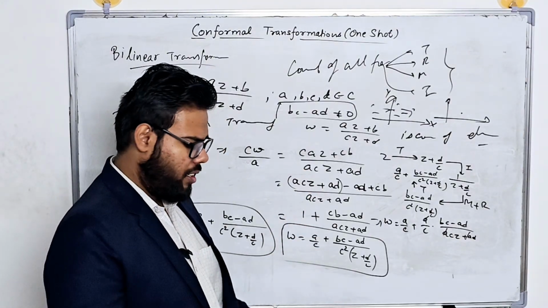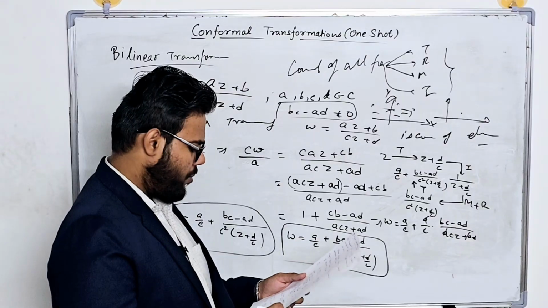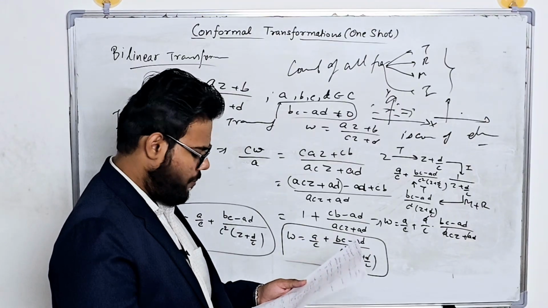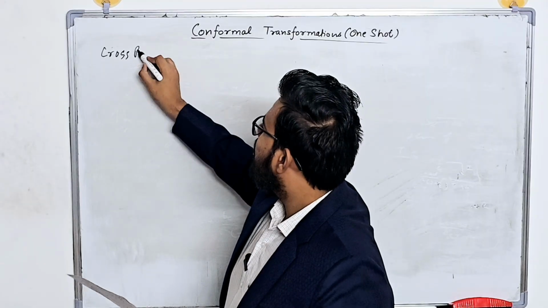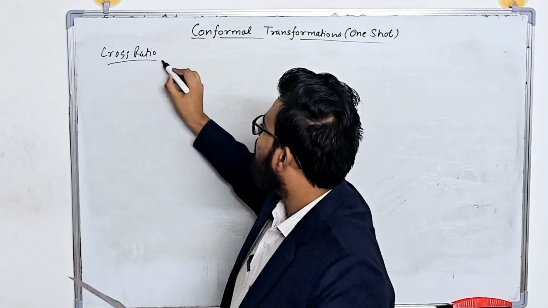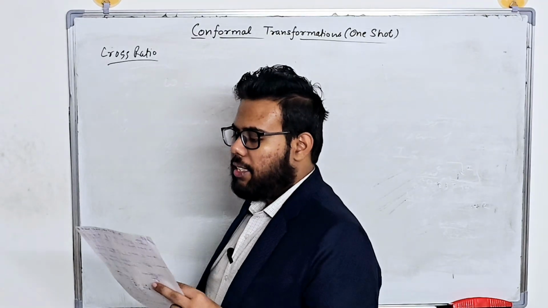Now let's see some questions to understand it. Now there's something called a cross ratio, so let's understand this.